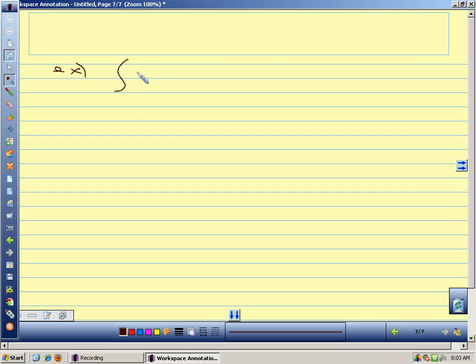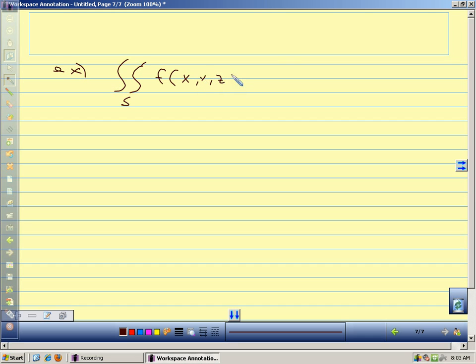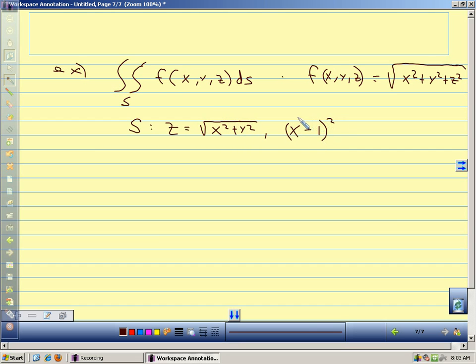So we want to evaluate the surface integral of f of x, y, z, dS. And our function is the square root of x squared plus y squared plus z squared. Our surface is given by z equals the square root of x squared plus y squared. But we have another constraint here: (x minus 1) squared plus y squared less than or equal to 1.